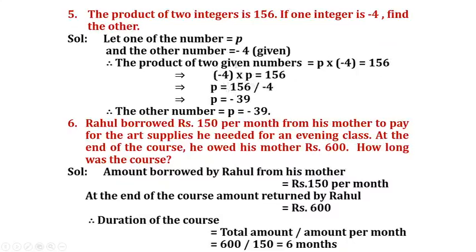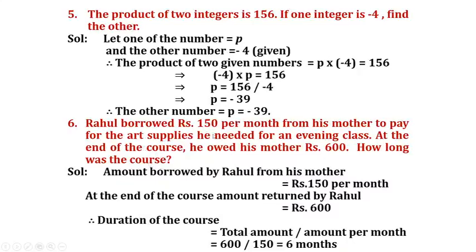So by sending this minus 4 to that side, transposing, it will become 156 by minus 4. If you divide 156 by minus 4, you will get minus 39, because if you divide numbers which have different signs, you will always get minus. So 4 into minus 39 is equal to 156. So p is equal to minus 39. Therefore the other number p is equal to minus 39.